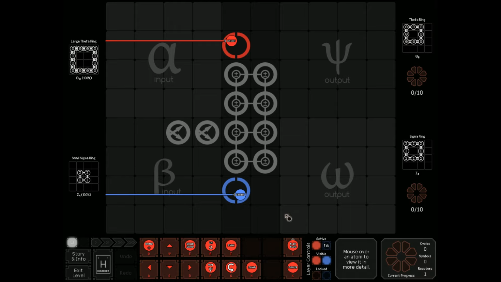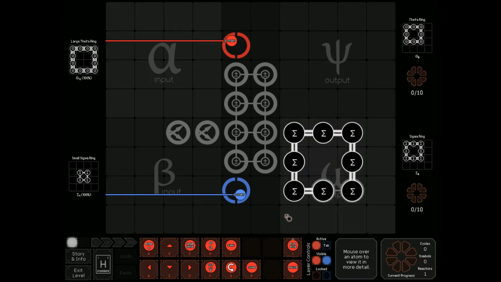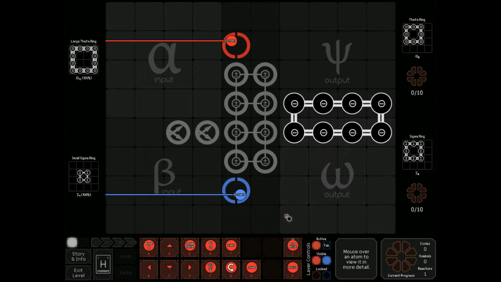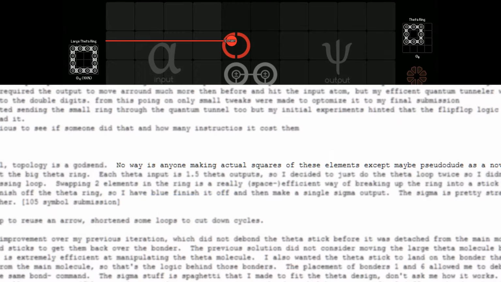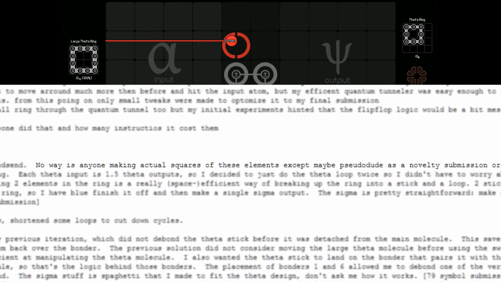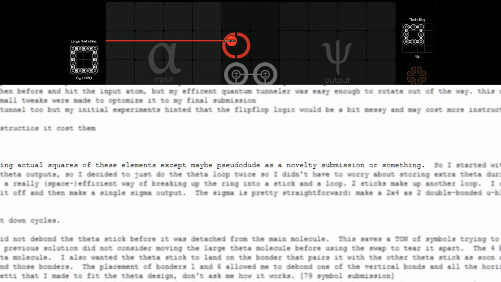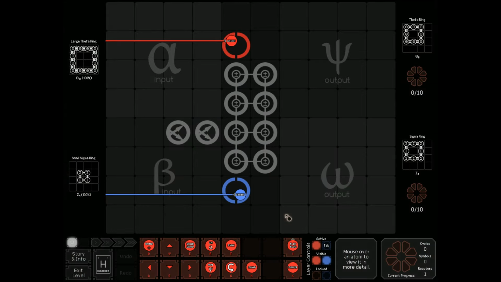In the solutions, I found there were 3 main things which affected how well each of them did. First was the topology of the output molecule, where some people try to output the molecule as it appears in the output tray, others went for a more squashed shape to the molecule. As Lilikoff so kindly put it, no way is anyone making actual squares of these elements, except maybe Pseudodude as a novelty submission or something.